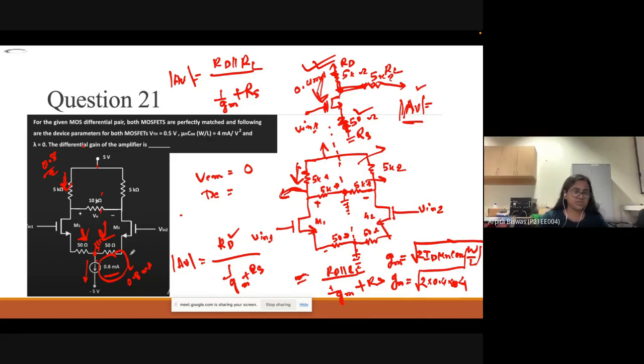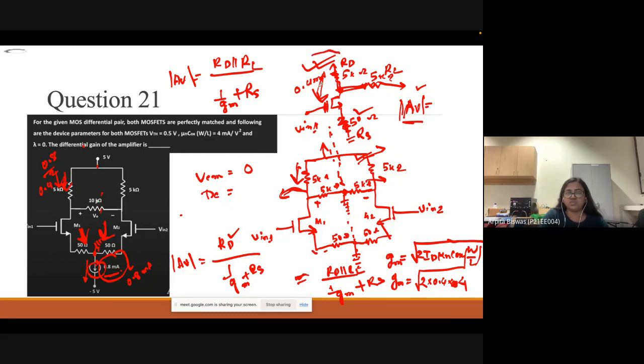Which ID calculation? See, the ID is from this symmetrical circuit. If we are taking the equivalent circuit, this is a symmetrical circuit, half symmetry we can say. From the total circuit, the current flowing is 0.8 milliamps. So half of the current flows from this side and half flows from this side. 0.8 is total, so half is 0.4. So on this side 0.4 milliamps of current is flowing. Now we are just taking half of the circuit like this one.